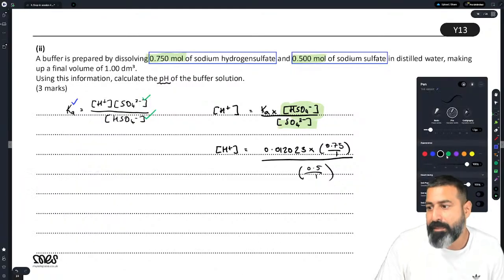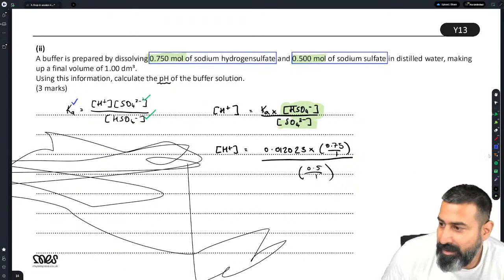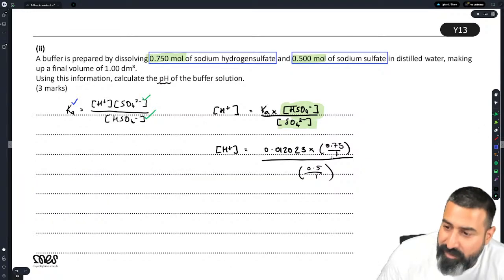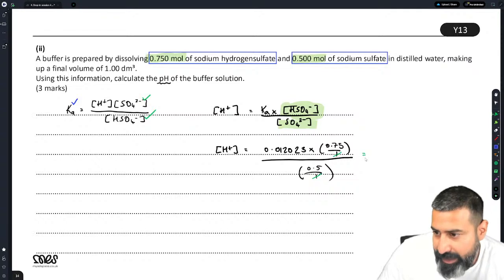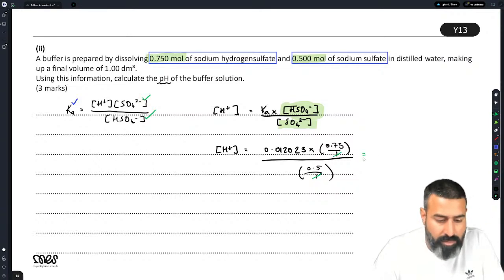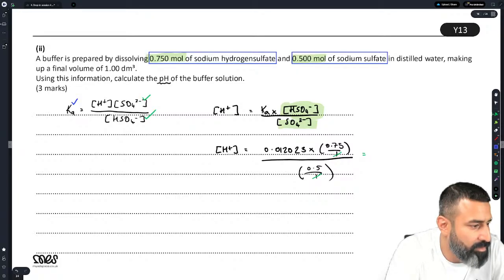Okay, so what happens to the volume terms? Exactly. So what happens to the volumes? They cancel out. So what do we get as our hydrogen ion concentration? Okay, what do we get? If we all get the same, it's correct.